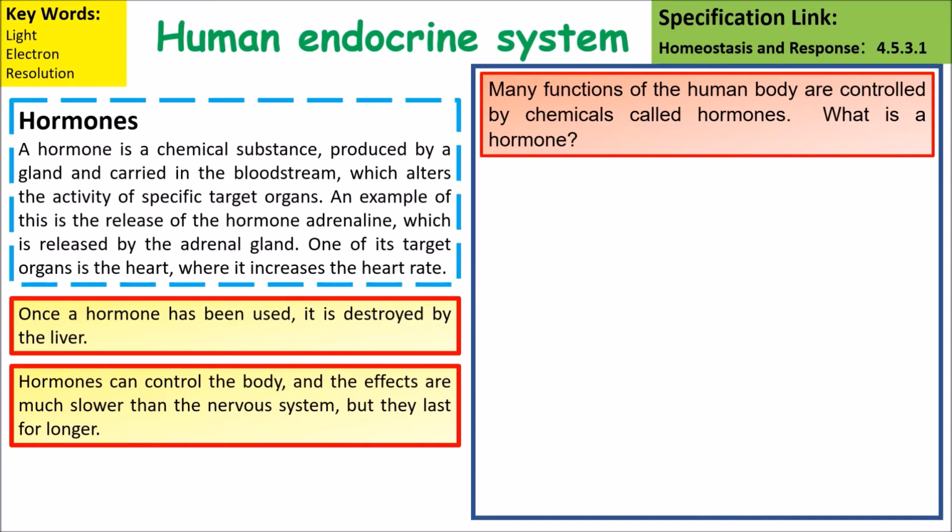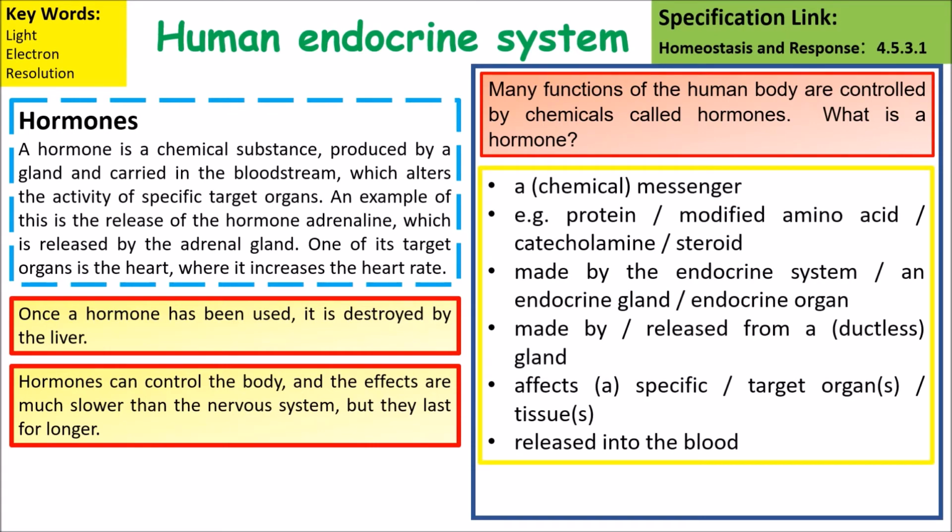So what is a hormone? Some of the key things that you would have to include when answering that would be the fact that it's a chemical messenger. It might be a protein or a modified amino acid. It's made by an endocrine gland or the endocrine system. It's released from a gland, or a ductless gland, and it affects a specific target organ and is carried in and released into the blood.